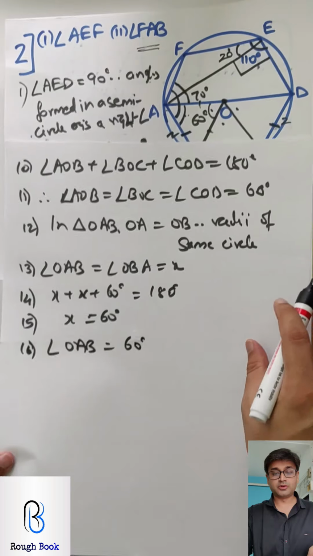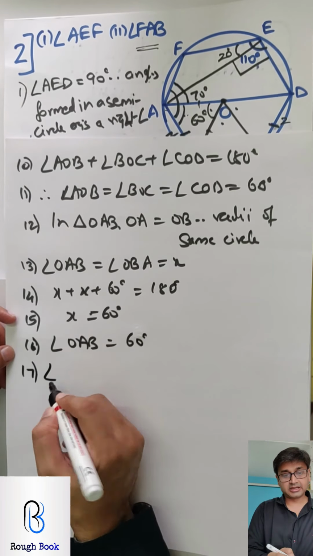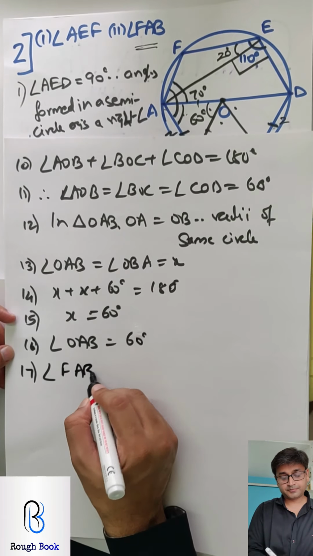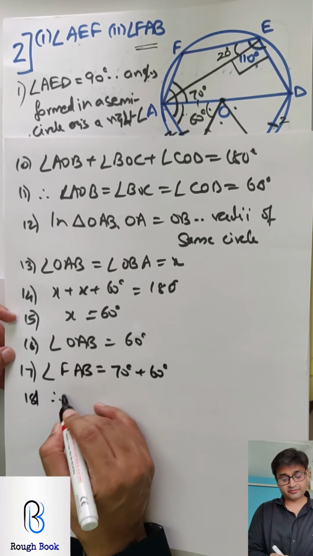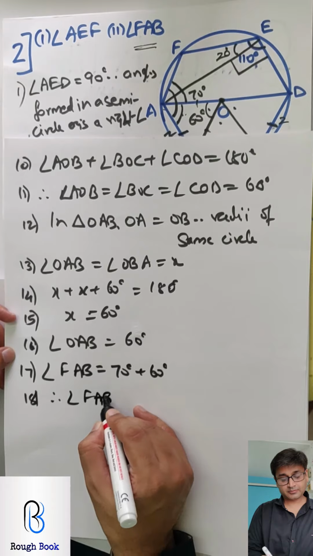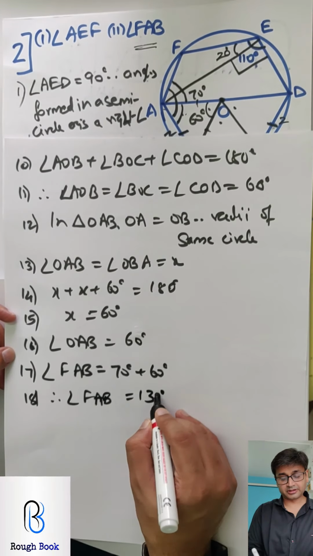Finally, let's add the two. So final step, angle FAB is equal to 70 plus 60. Therefore angle FAB is equal to 130 degrees.